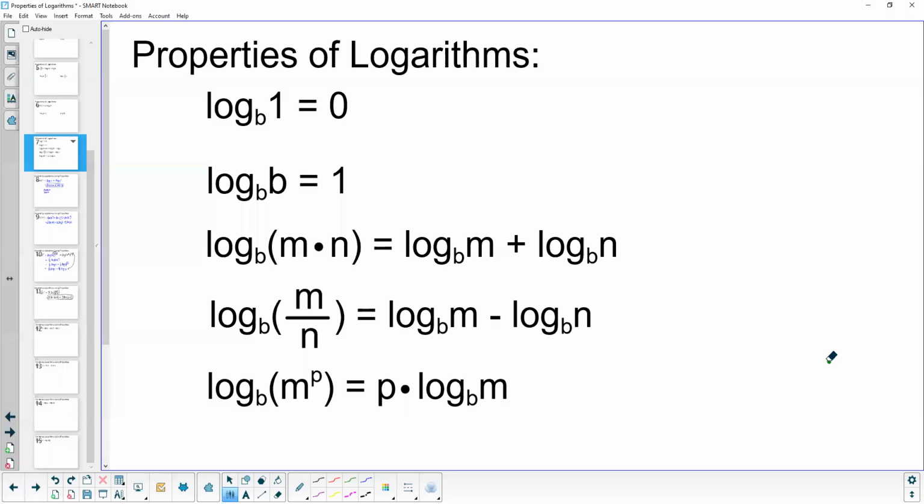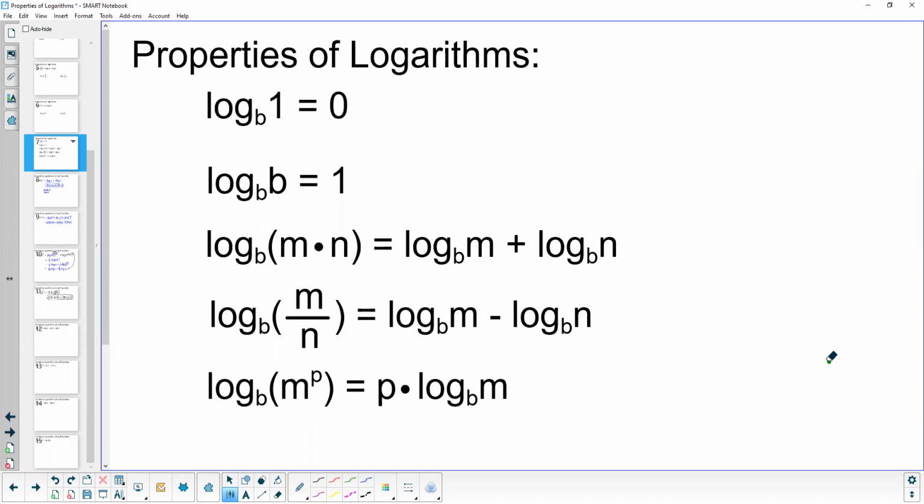Hi, this is Mrs. Kidman, and in this video, we are going to be discussing how we can use properties of logarithms in order to condense logarithmic expressions. So what that means is we're going to see multiple parts of logarithms that we're going to condense together and write hopefully as one or two logarithms.